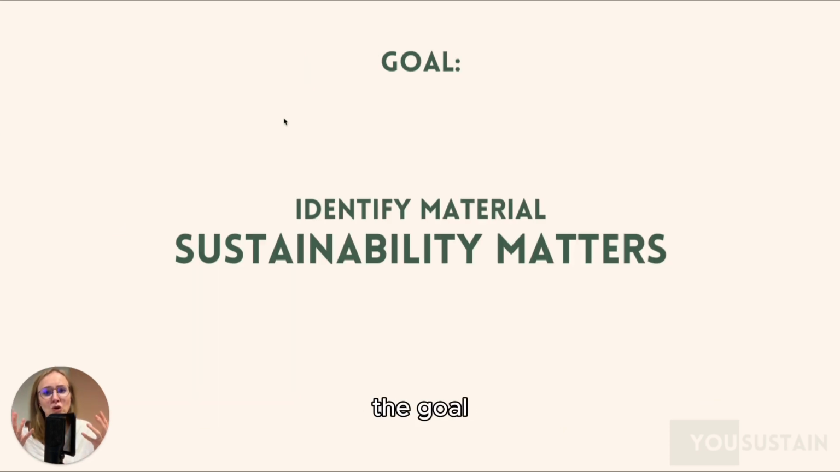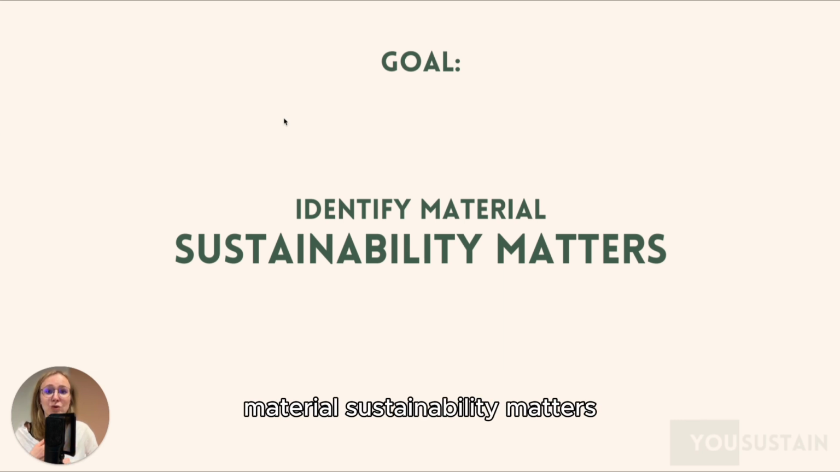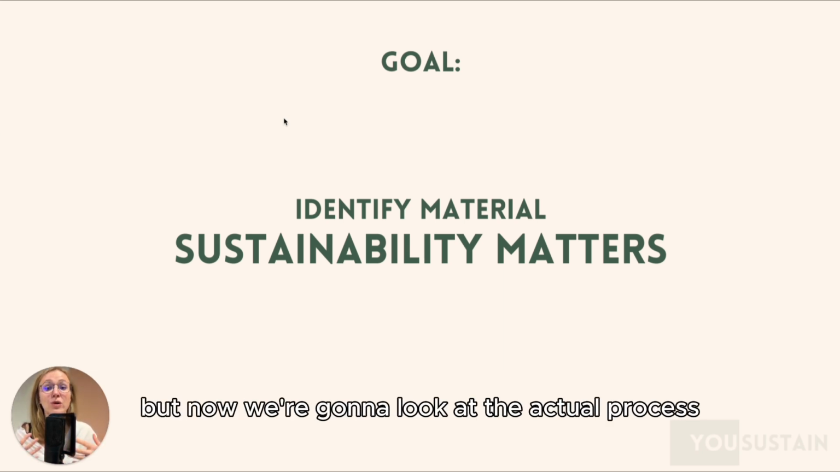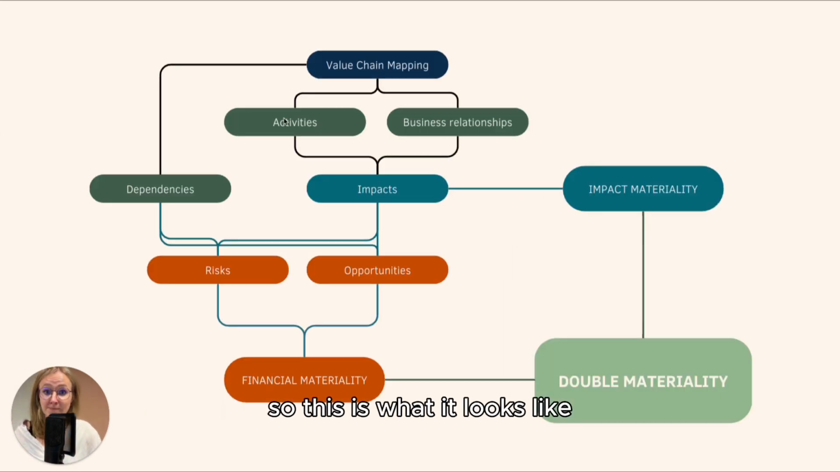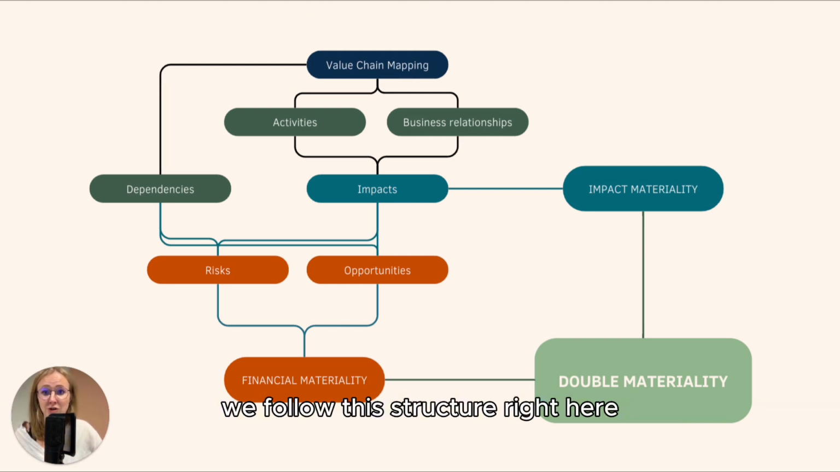All right, so the goal of a double materiality assessment is to identify material sustainability matters. We've talked a little bit about that before, but now we're going to look at the actual process that we go through, at least at a fairly high level. So this is what it looks like. When we are finding out what our material topics are, we follow this structure right here.